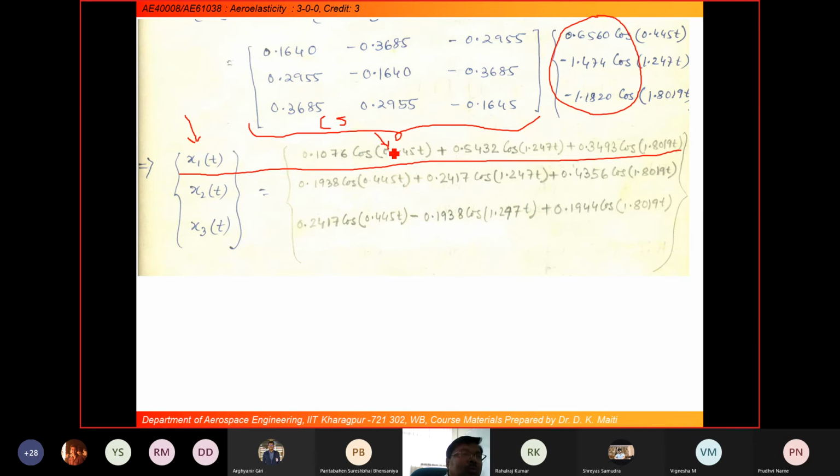The physical coordinate x1, whatever deformation there is, is coming from mode 1, mode 2, and mode 3. Similarly, for coordinate 2, I will have contribution from all the modes, and x3 also similarly. So with this concept, we will be able to identify the contribution of mode 1, mode 2, and mode 3 in x1 displacement, x2 displacement, and x3 displacement. Is it clear what I am talking of?